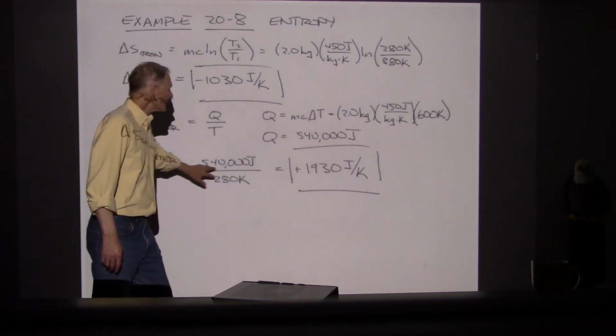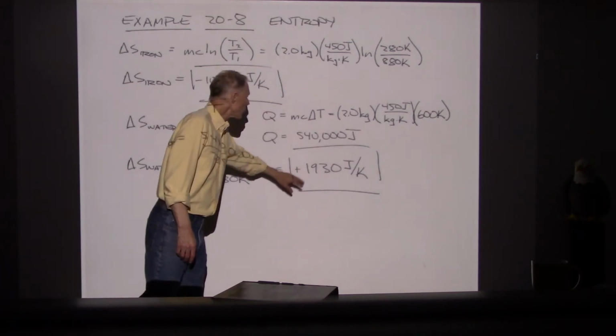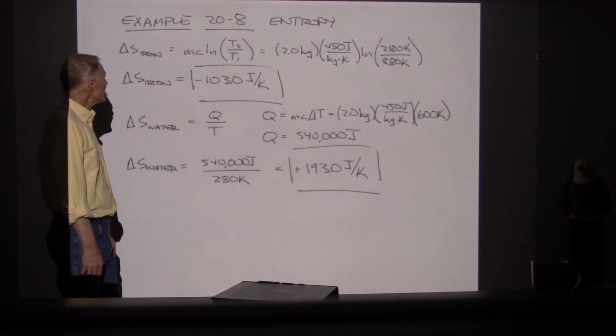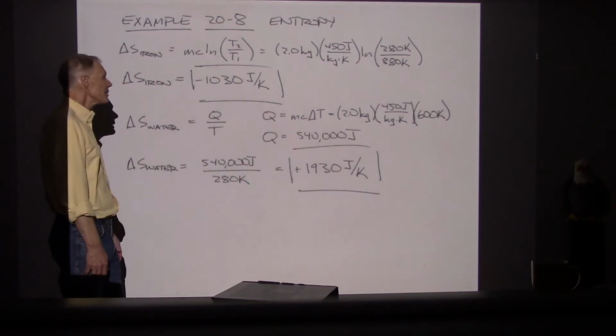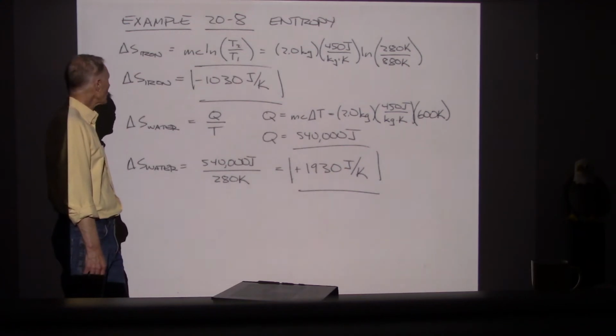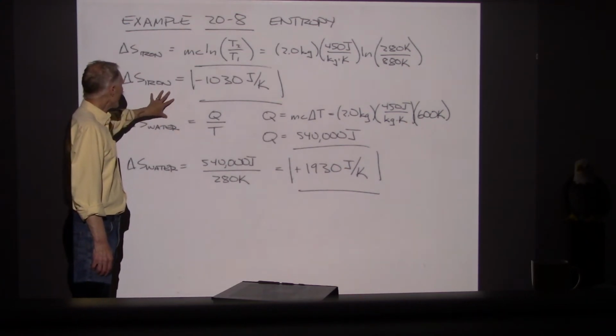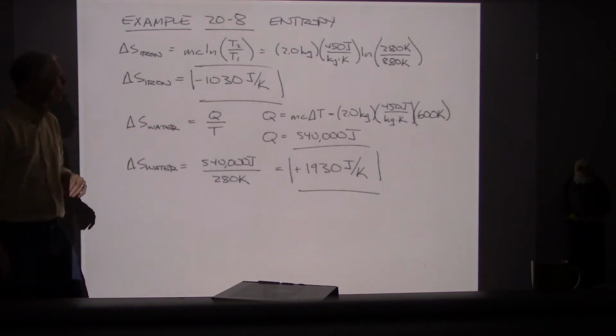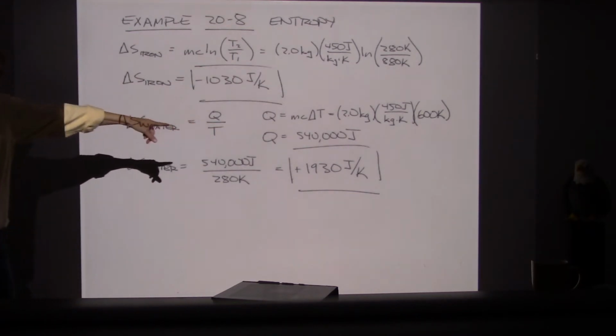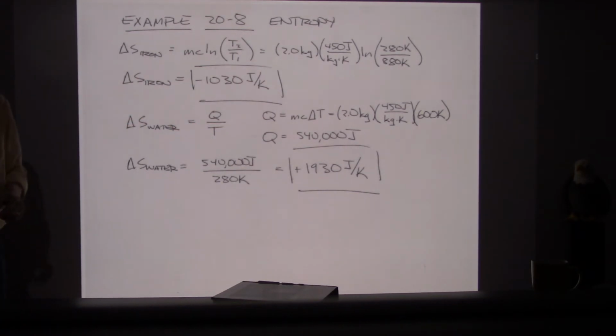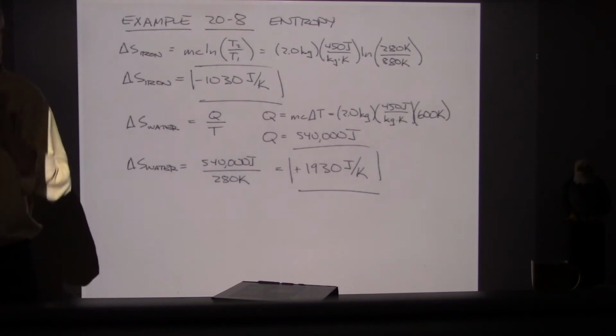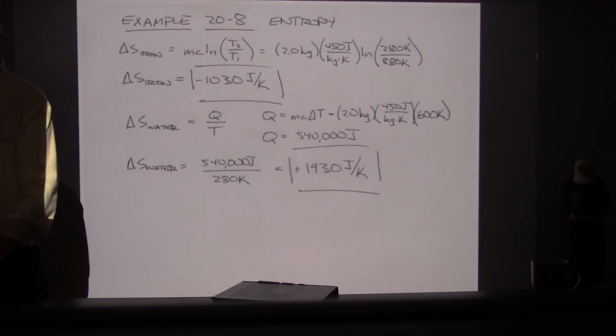Anyway, the entropy increase of the lake is plus 1030. Now, again, it's going to be irreversible. If I take this really hot iron and throw it into something really cool, the increase in entropy of the water is going to be much larger than the decrease in entropy of the iron for that process.